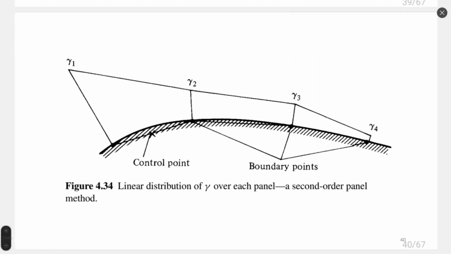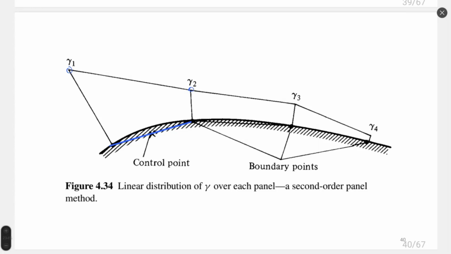As an extension of this method, we can improve accuracy. There is a way to improve the accuracy of the vortex panel method when we define not constant values of circulation on each panel, but a variation of circulation on each panel from one value to another. For example, as you can see here, this panel has two values, gamma 1 and gamma 2.